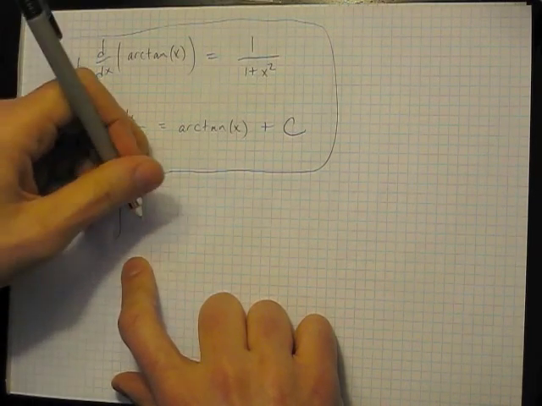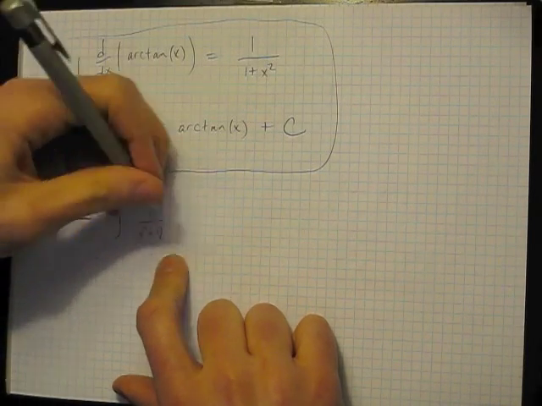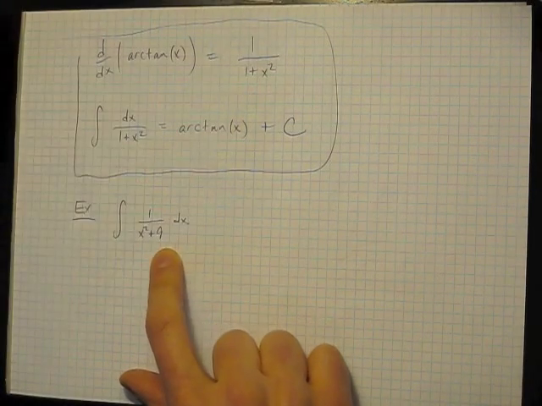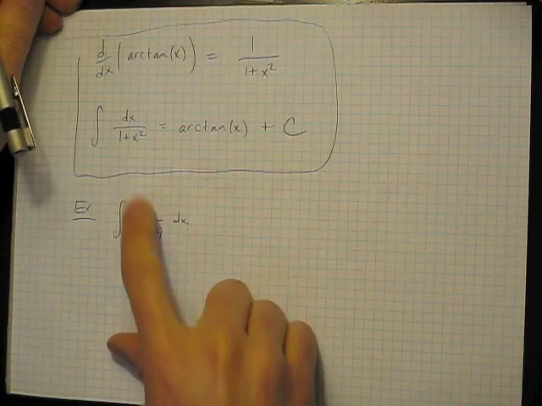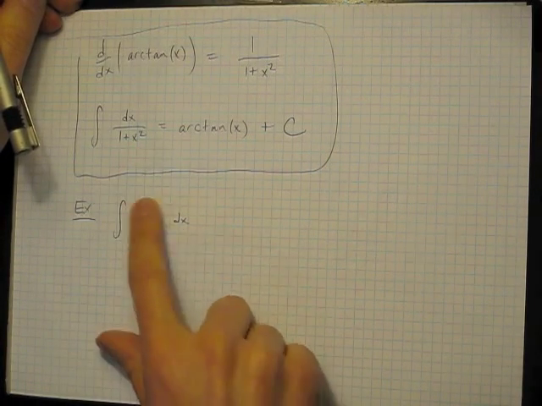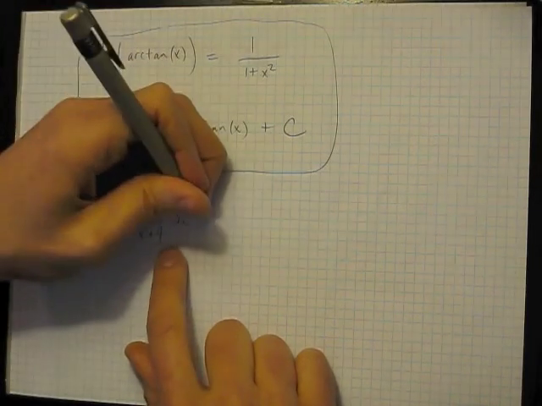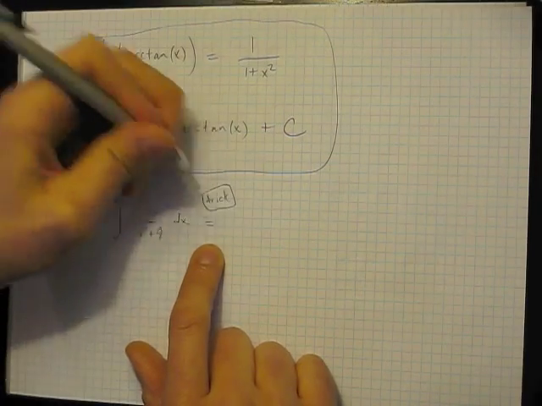So I want to integrate the following quantity, 1 over x squared plus 9. Okay. It's not 1 over x squared plus 1. It looks a lot like it, and so its integral should probably look a lot like arctangent, but it's not quite there yet. So I'm going to show you a trick. Okay, this is a trick.